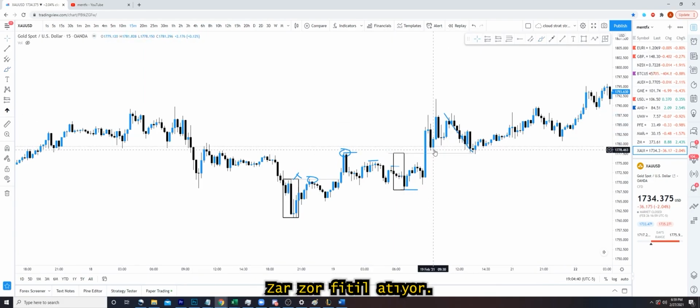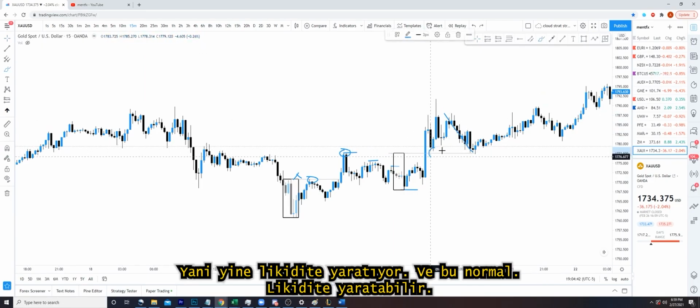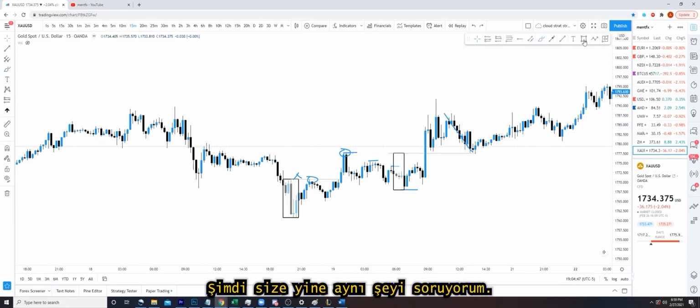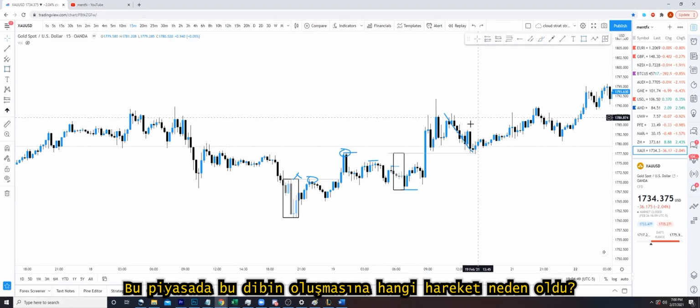First, it barely comes to wick. So again, it's making liquidity, and that's normal. It can make liquidity, but then it came and tapped it right there with this. Now, again, I ask you the same thing. What move caused this low in this market to form?